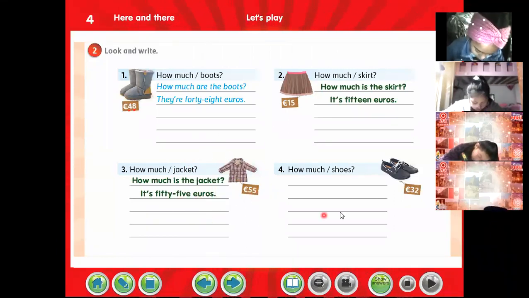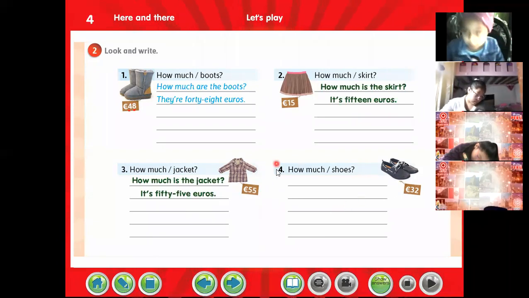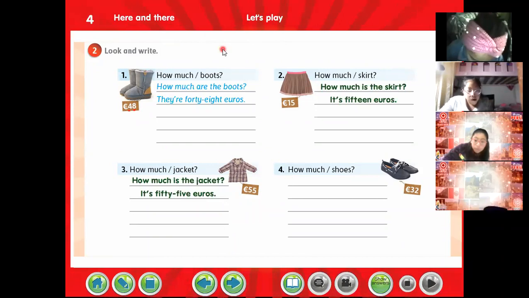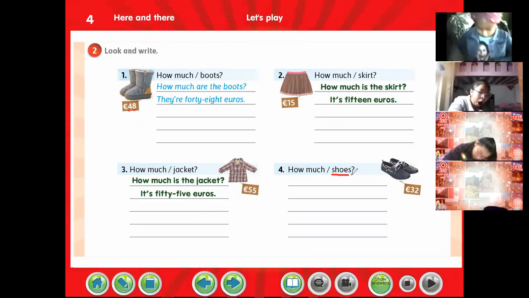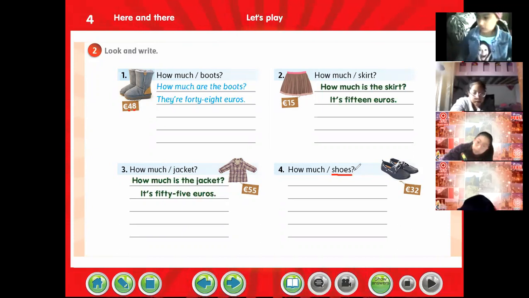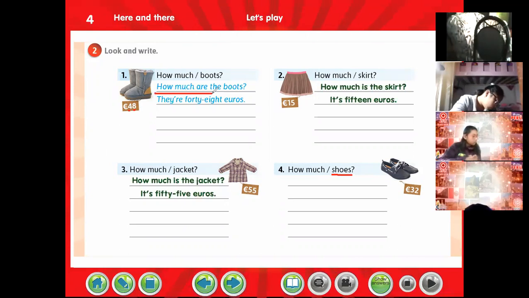Thank you. Other student, please, for the number 4. Raise your hand. Teacher, this is singular or plural? Look, shoes. Plural. It's very similar to the number 1, no? Very similar.